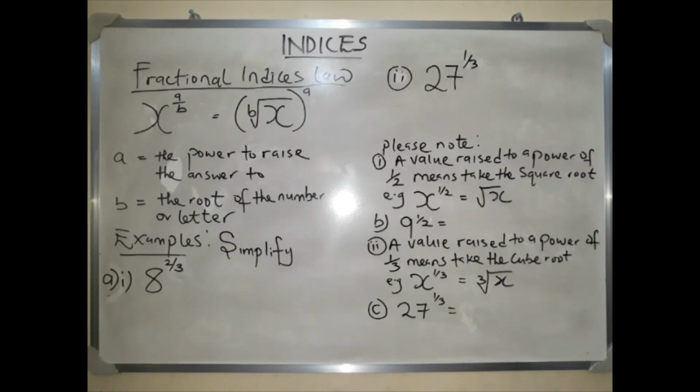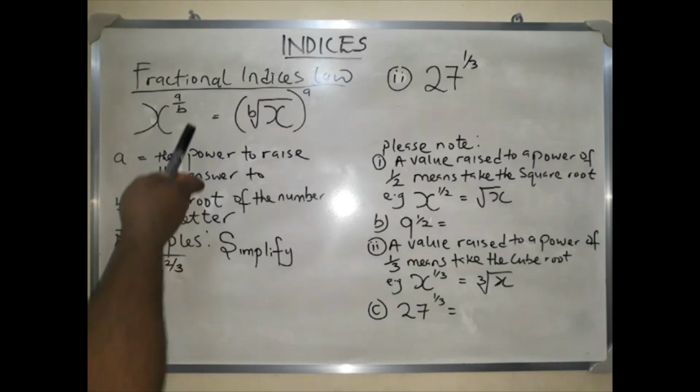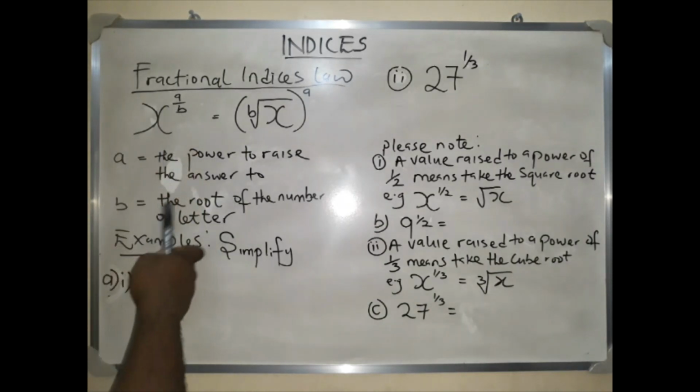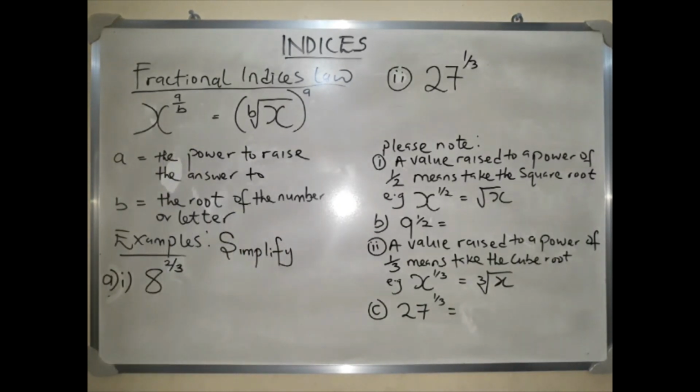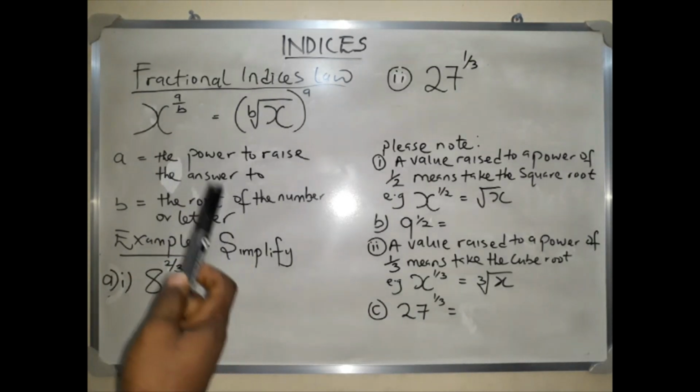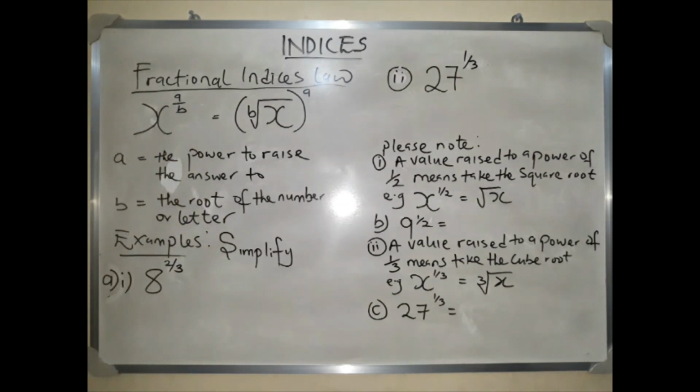Now, the parts, which are the upper and lower parts in fractions, we call them the numerator and denominator. They each have a meaning and they also have great relevance in this expression. Now, let's start with the b. The b is the root of the number or the letter. I'll explain more on that later, but just note that the root is what b is, while a is the power to raise the answer to.